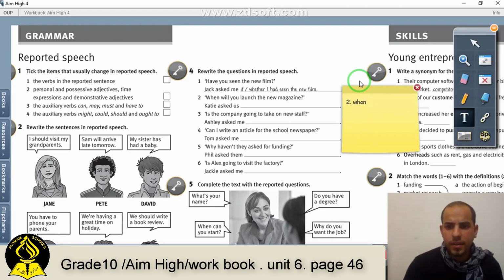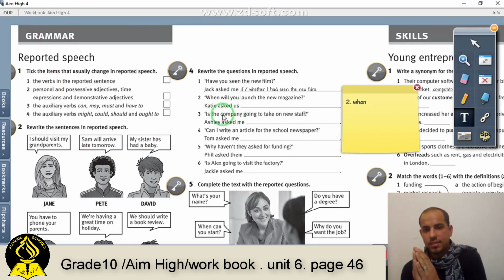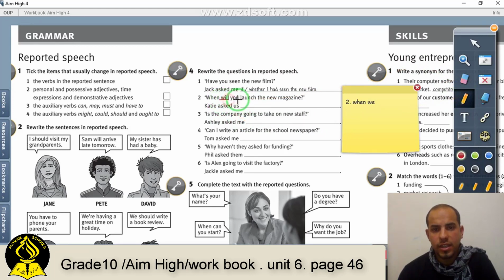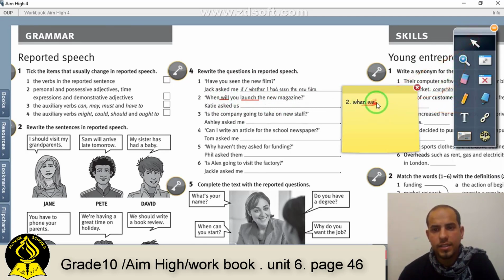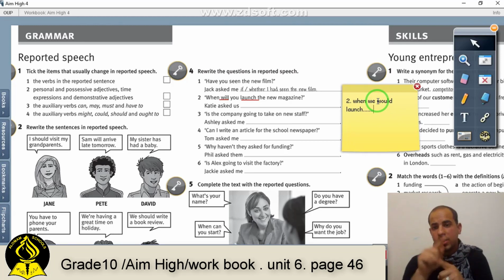Katie asked us when. The subject is you. You refers to us, so she is talking with us. So when I report us, or when I report you, according to us, it changes to we. When we will launch, as for the tense, it changed to what? It changed to would. Will to would. Would launch the new magazine. Okay, number 3. And make sure that you don't use the question mark. Don't use the question mark, because this is not a question, this is a sentence.